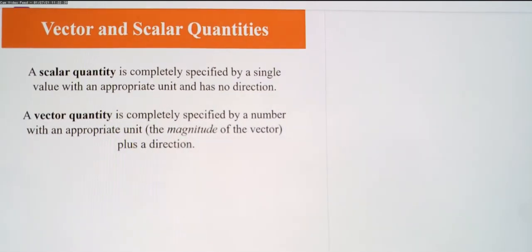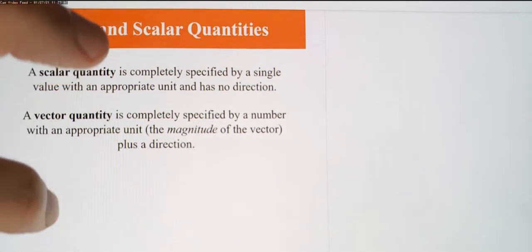Okay. Vector and scalar quantities. A scalar quantity is completely specified by a single value with an appropriate unit and has no direction. You know that. Now, a vector quantity is completely specified by a number with an appropriate unit, that's the magnitude of the vector, plus a direction.